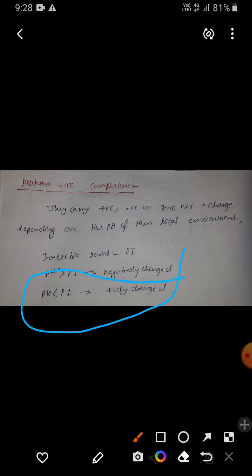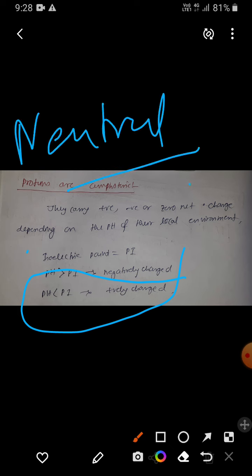Now the question is, when do they become zero net charge? When the pH of the environment is exactly equal to the pI, they become zero net charge. That does not mean that they do not possess any kind of charge. Instead, it means that the charge is neutral. That means the number of positively charged groups in the protein is exactly equal to the number of negatively charged groups. That is the idea. You have to remember one thing, that a protein cannot be without any charge in any kind of situation, right? They become neutral in charge. That means the number of positive charges and negative charges become the same. That is the idea.